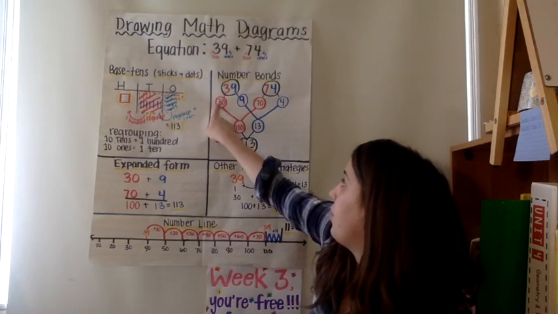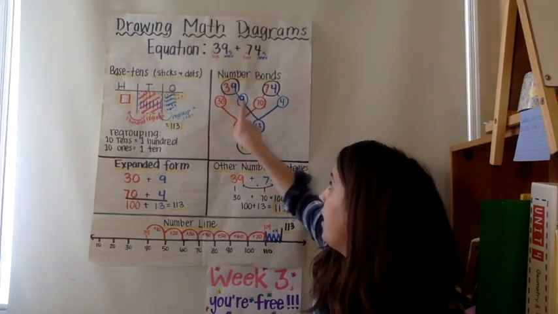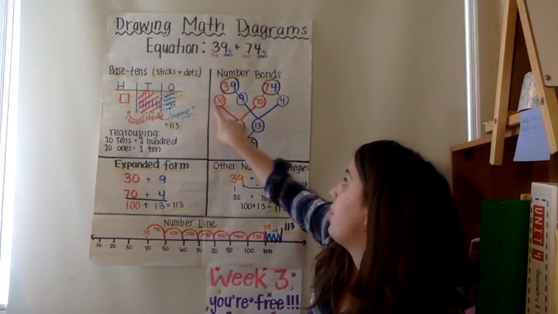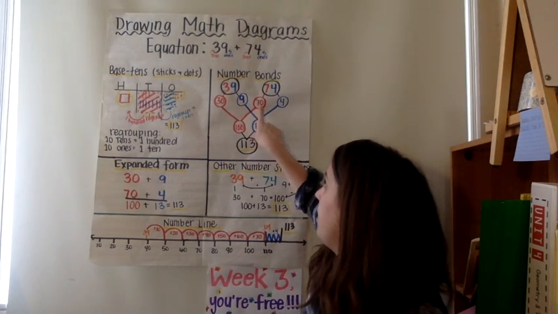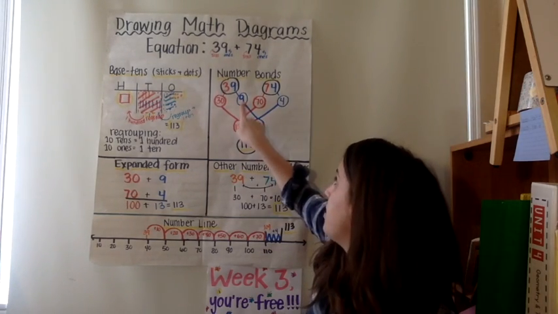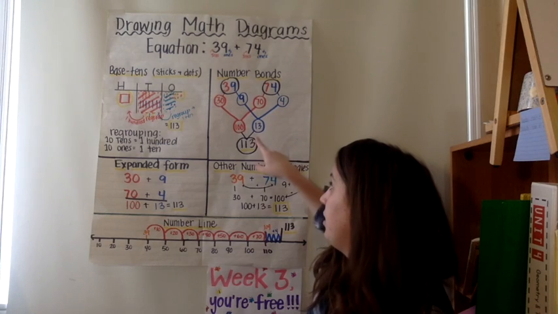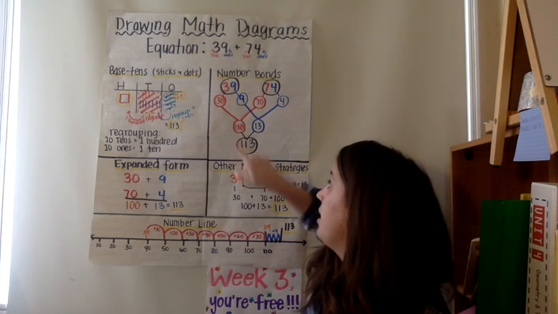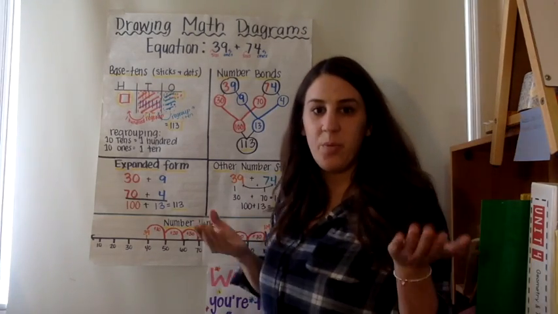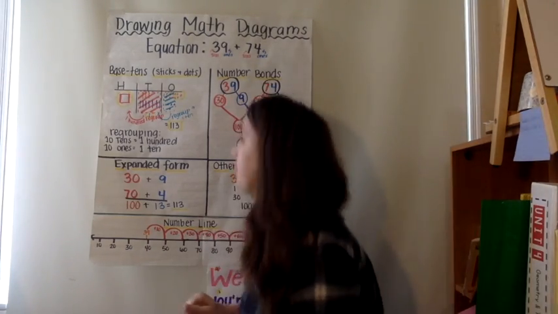So I have 30 and 9, and then I have 70 and 4. I added the 30 and the 70 to get 100. Then I added the 9 and the 4 to get 13. Then I added the 100 plus 13, and that gives me 113.